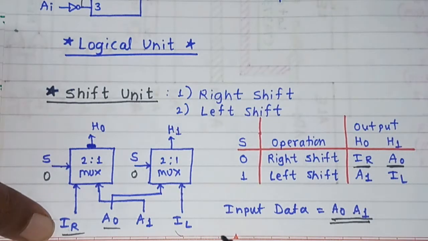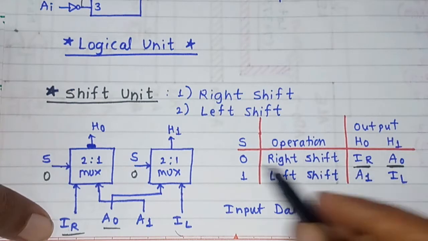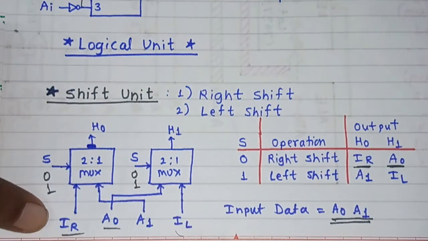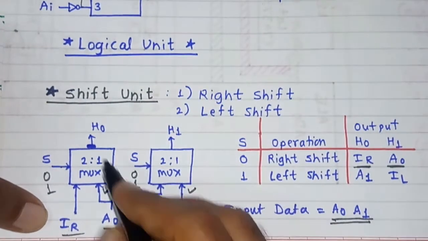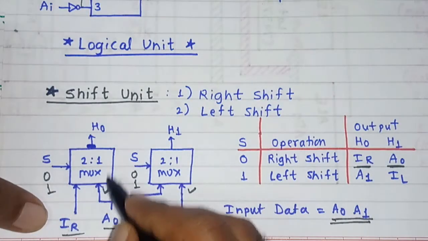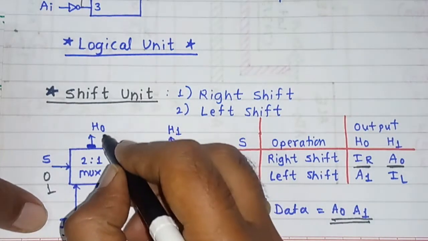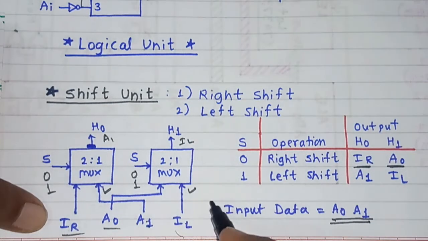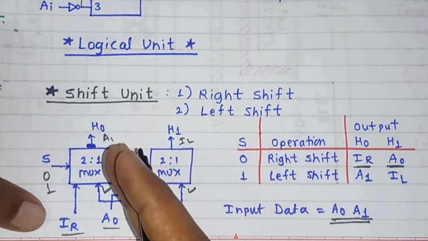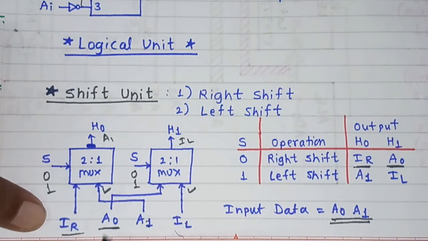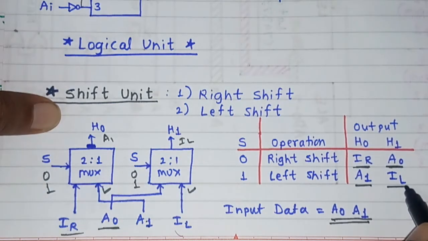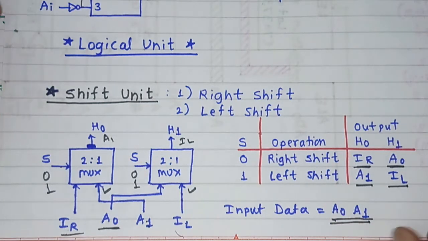But if you want to shift this A0 and A1 data towards the left side, then we need to make S equal to 1. If you make S equal to 1, then the second input will be transferred at H0 and H1. So A1 will be transferred here and IL will be transferred here. Likewise the data will be shifted towards the left side and A0 will be lost. So you will get A1 and IL. This is all about the shift unit.